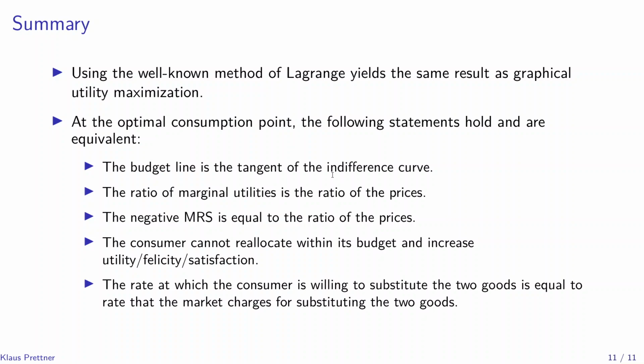The budget line is a tangent to the indifference curve. The ratio of the marginal utilities is the ratio of the prices, or the negative marginal rate of substitution is equal to the ratio of the prices, or the other way around, the marginal rate of substitution is equal to the negative ratio of the prices. The consumer cannot reallocate consumption within its budget and increase utility by doing that. And the rate at which the consumer is willing to substitute the two goods is equal to the rate that the market charges for substituting the two goods. So all these properties hold at the optimal choice.